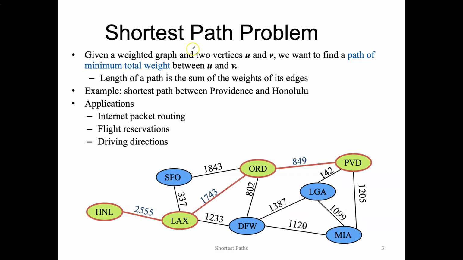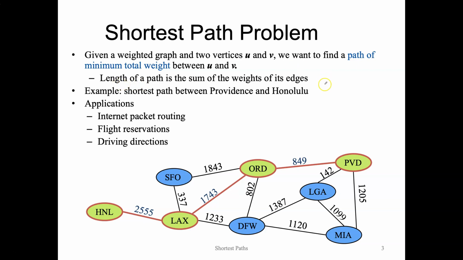Now, given a weighted graph and two vertices, we want to find a shortest path between them. You've solved the shortest path problem before in an unweighted graph, when there were no weights associated with edges. In effect, that meant that every edge had basically the same weight. But now that we have weights associated with edges, we want to find a path of minimum total weight between U and V. So the length of a path in a weighted graph is the sum of the weights of its edges.